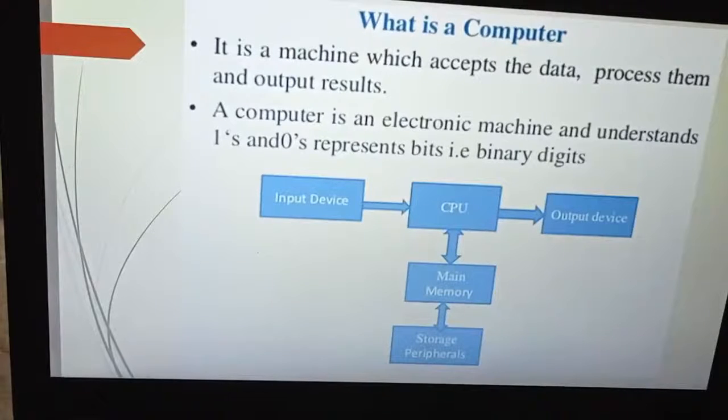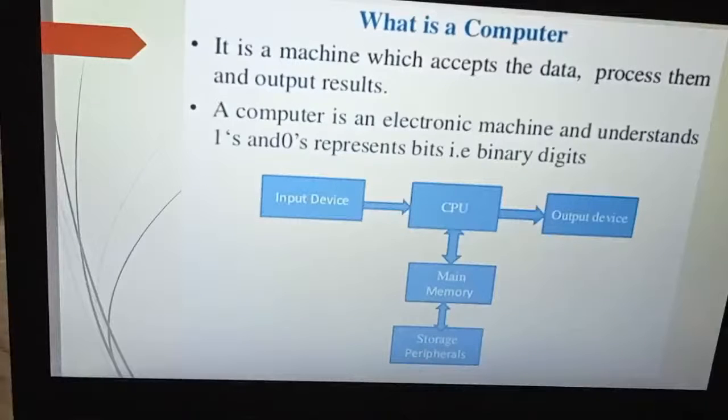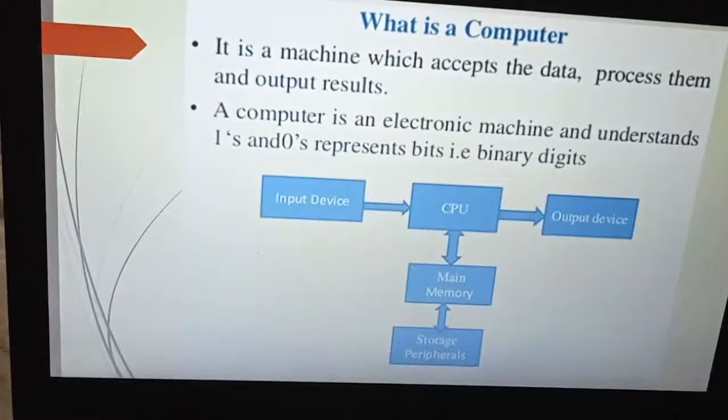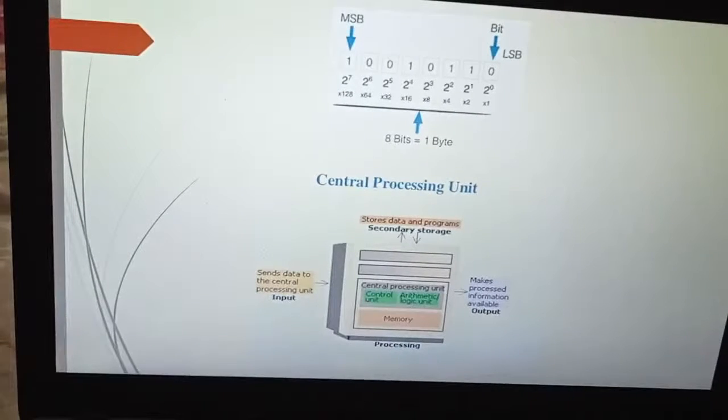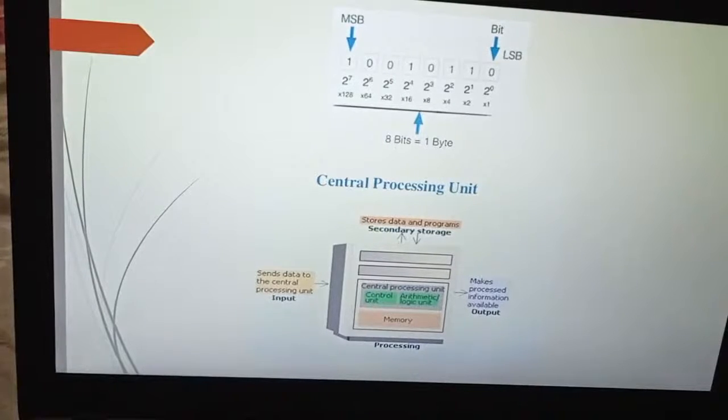What is a computer? A machine which accepts data, processes it, and sends information to output devices. A computer works in machine language, that is ones and zeros, binary digits, bit. A bit is defined as the smallest data unit, binary, that holds 1 or 0. Next, byte. A byte is a group of bits, numbered 0 to 7. The leftmost bit represents 2 power 7, and the rightmost represents 2 power 0.